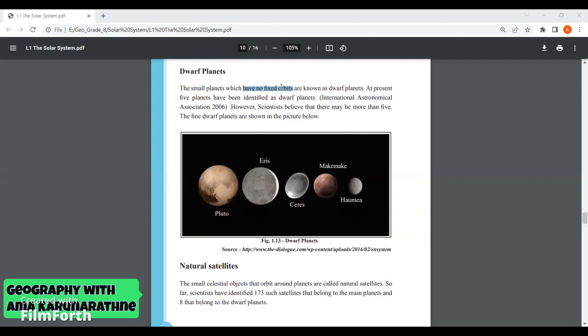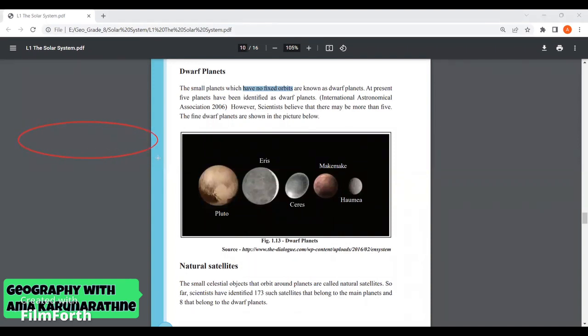First, these dwarf planets are smaller in size when we compare them to planets. And the other difference is they have no fixed orbits. What's an orbit? An orbit is a specific path that's there for a planet.